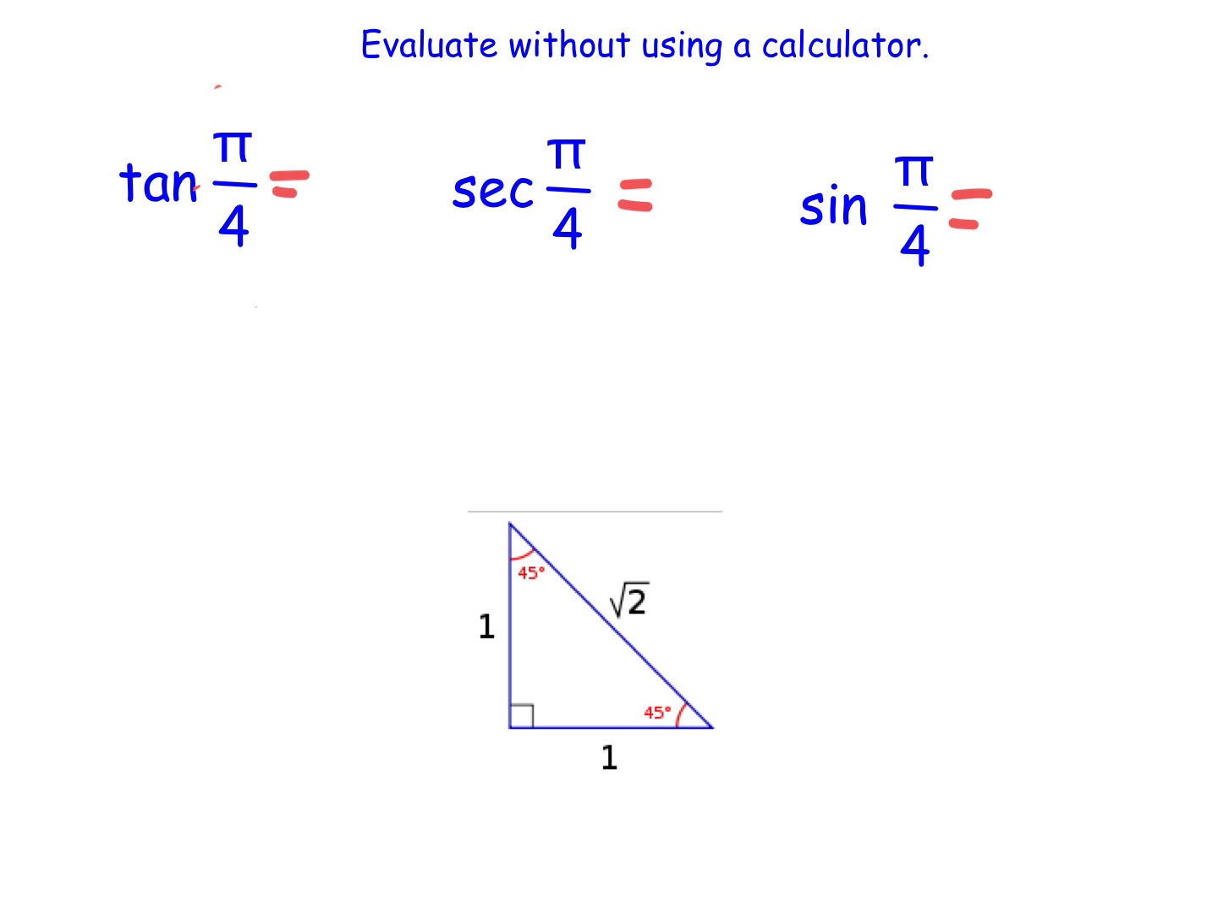So, tangent, TOA. You might be confused. Which one do I use? You'll get the same answer. It doesn't matter. On the 45, 45, 90, they're the same. So, TOA is opposite over adjacent. It's 1 over 1, which is 1. Who had 1 there? Raise your hand if you did. Okay, good. Secant, I don't do secant.